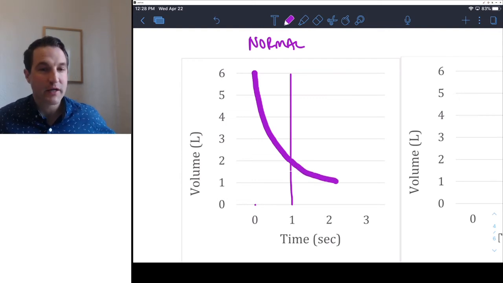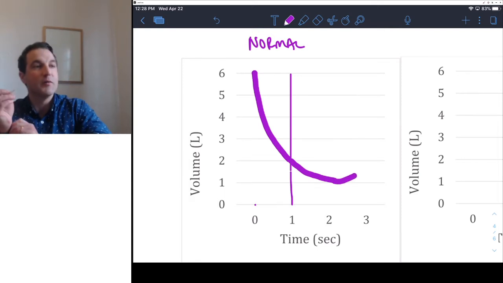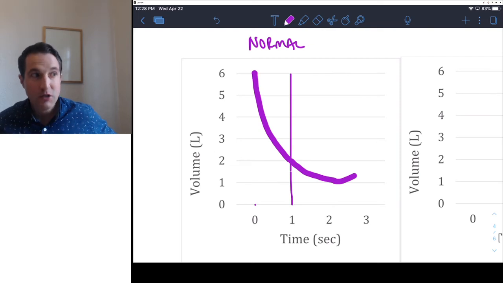And this is what it looks like. And you might see even a little bit of a rebound here at the end. You know, when you breathe out all the way, you get that little bit of an inhale at the end. So that's generally what this is going to look like on our figure.